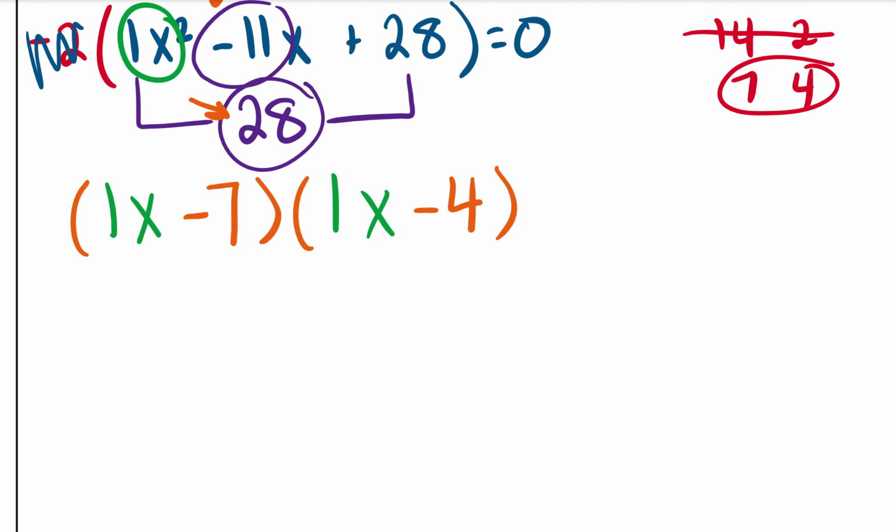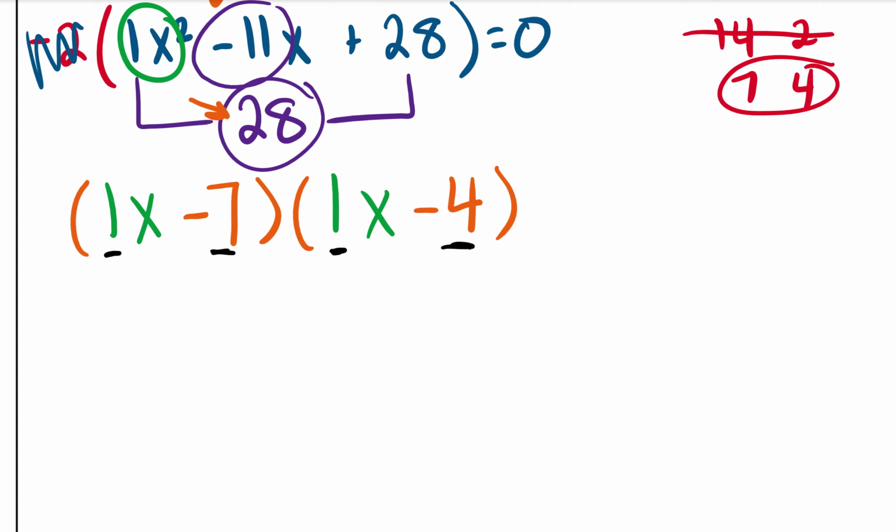Now, the next step I do, almost done, I promise, is I look at my parentheses. Between 1 and -7, can I reduce that? Can I divide that by the same number? No, I can't, so I leave it alone. And then on the right one, I do the same thing. 1 and -4, can't reduce that either.